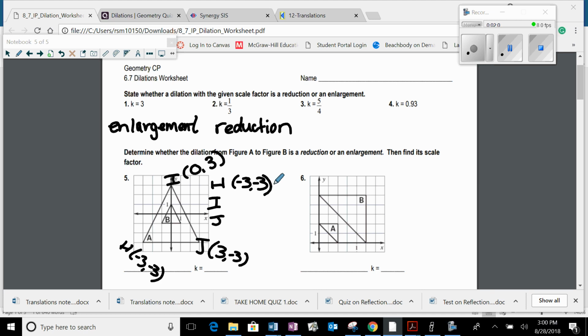Now I am going to look at the corresponding angle for H, which is in the smaller triangle B. So that coordinate is going to be -1, -1. We went to the left 1 and down 1. So this point is -1, -1. And I'm going to write it over here next to H prime. I'm going to do the same thing for the next point, I. And I'm going to write 0, 3. Then I'm going to look at I prime in the B triangle, which is at 0, 1.